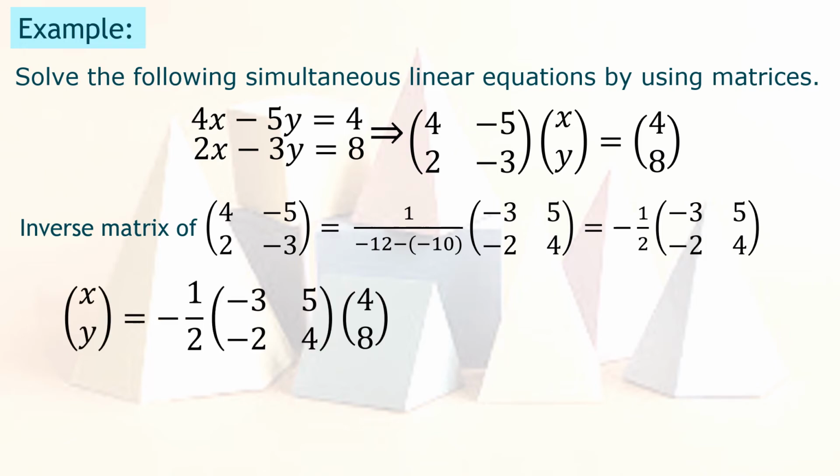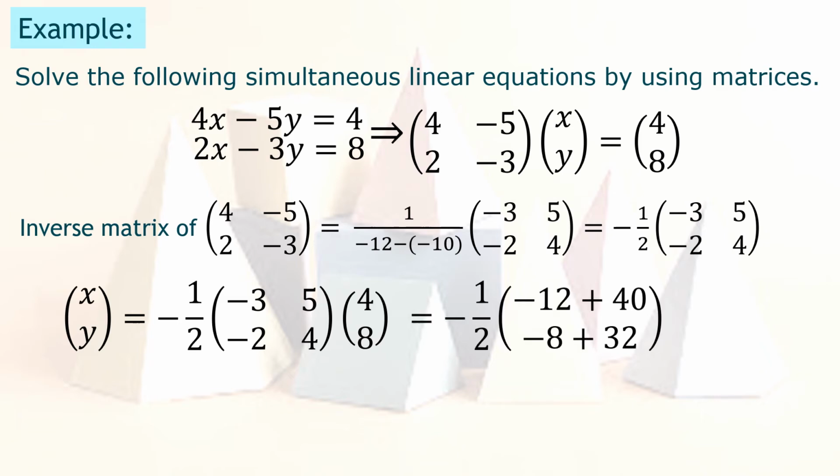And then we are going to solve for x, y using negative 1 half times the matrix negative 3, 5, negative 2, 4 times 4, 8. So from here, we are going to multiply the two matrices. So it is equal to negative 12 plus 40, because negative 3 times 4 is negative 12, plus 5 times 8 is 40. So always remember row times the column.